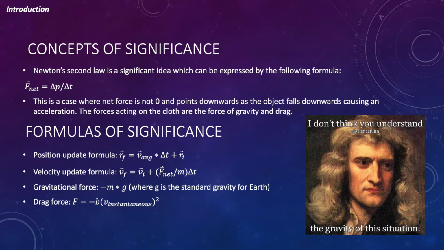Significant concepts include Newton's second law, which is expressed by the following formula: F net is equal to delta P by delta T. This is a case where net force is not zero and points downwards as the object falls downwards, causing an acceleration. The forces acting on the cloth are the force of gravity and drag. The following are formulas of significance listed below.